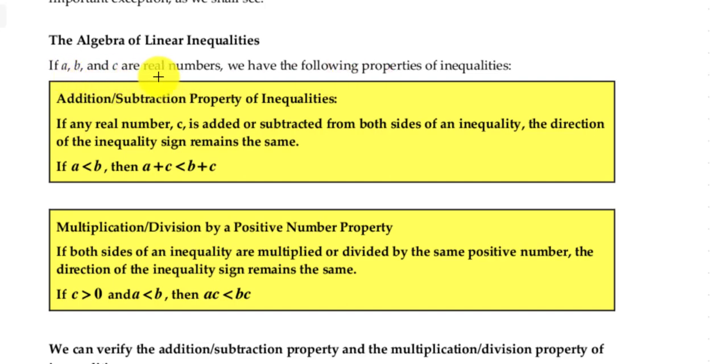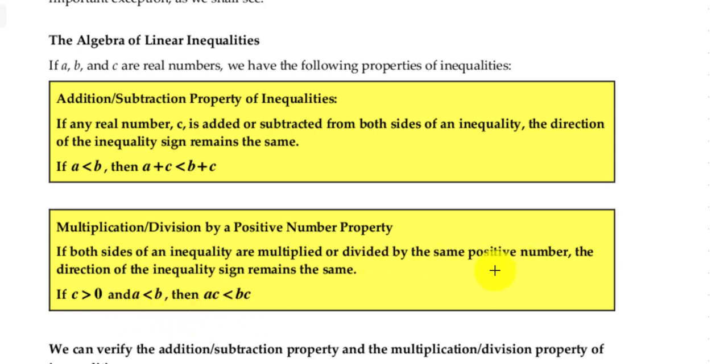It says if A, B, and C are real numbers, we have the following properties of inequalities. So if I know A is less than B, and I add C to both sides of this inequality, the inequality is still true. If A is less than B, well, A plus C will still be less than B plus C. And it also works for multiplication, as long as C is not 0. So if A is less than B, then AC will be less than BC, just like A was less than B.